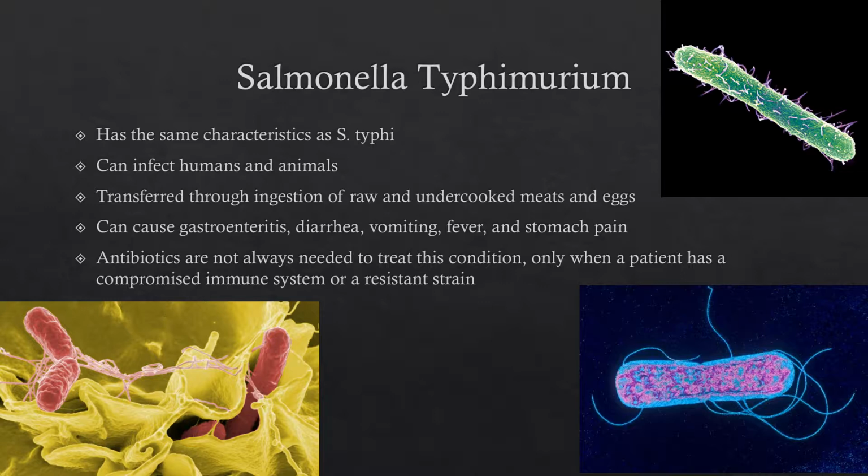Salmonella typhimurium is also rod-shaped and aerobic and has flagella. The flagella swim through the intestinal tract and fight with epithelial cells to stick to the intestinal surfaces. This bacteria causes Salmonella diarrhea, which can lead to vomiting, fever, and stomach pain.